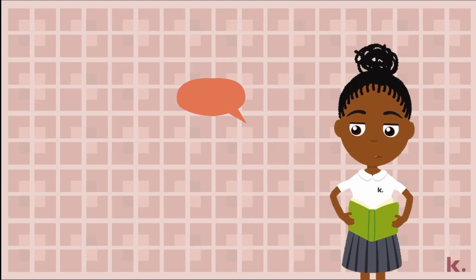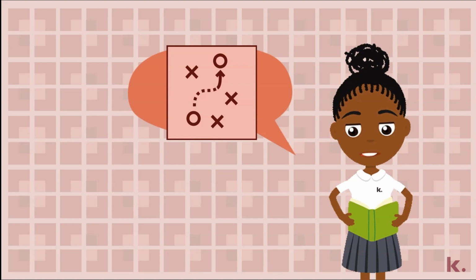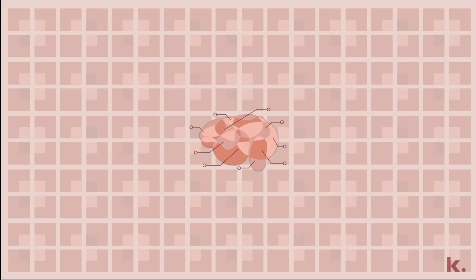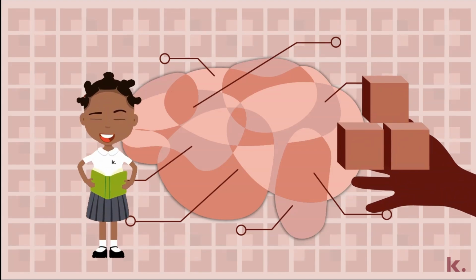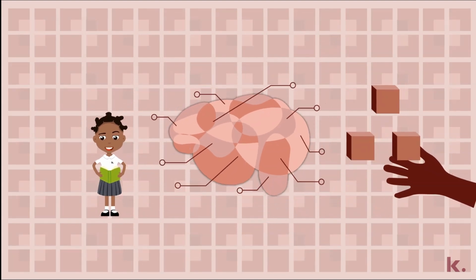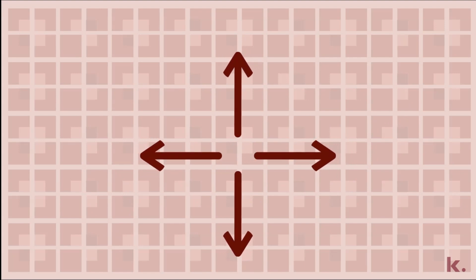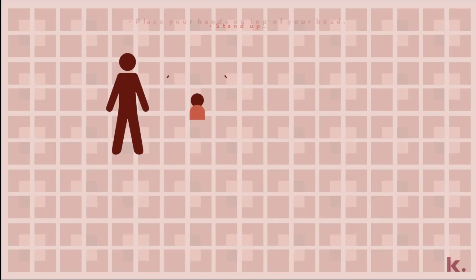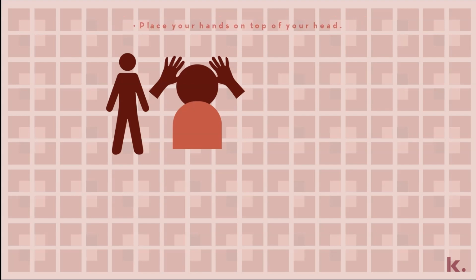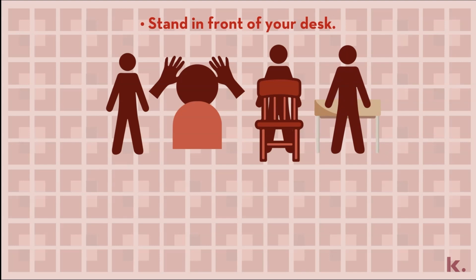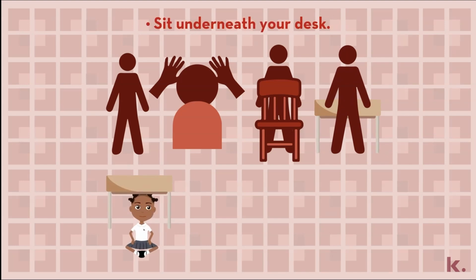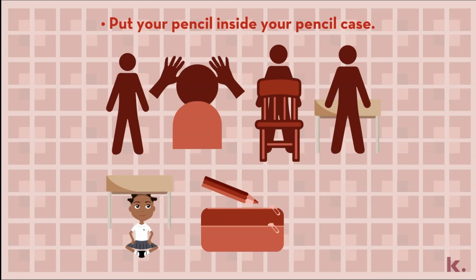You can further consolidate the use of positional vocabulary by providing verbal directions for the children to follow. Since children are concrete learners, it is important for them to manipulate themselves or objects as part of their learning experience. Examples of directions could include stand up. Place your hands on top of your head. Stand behind your chair. Stand in front of your desk. Sit underneath your desk. Put your pencil inside your pencil case. Or sit down.